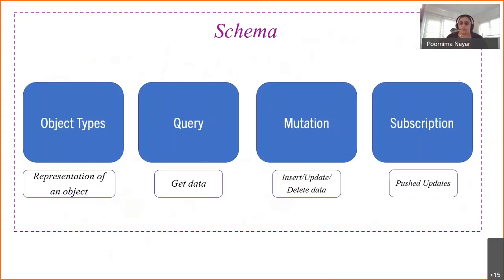While object types are the things I have control of, a model of my data. But every type that you have in here, object type, query, mutation, subscription, is made up of fields. And each field can have a return type, which is a scalar, a list, or another object type.